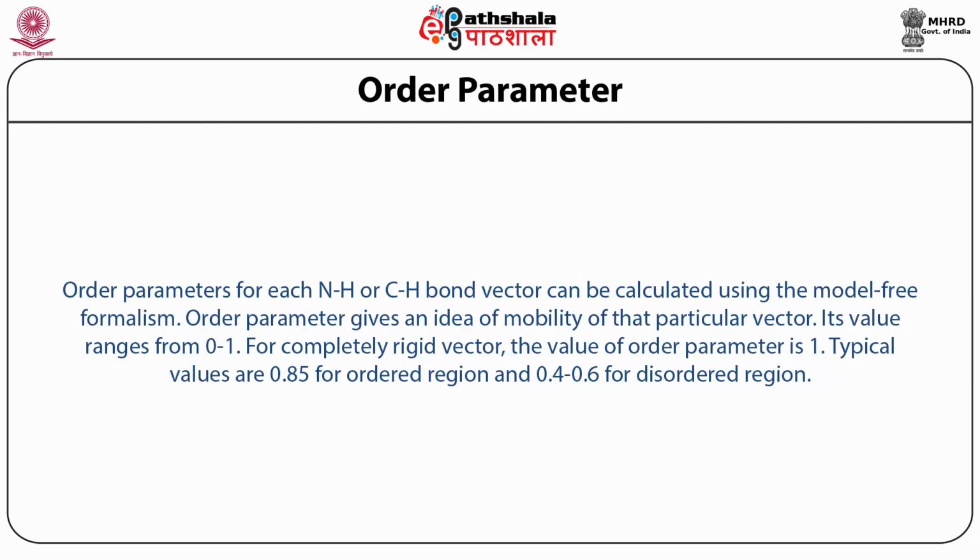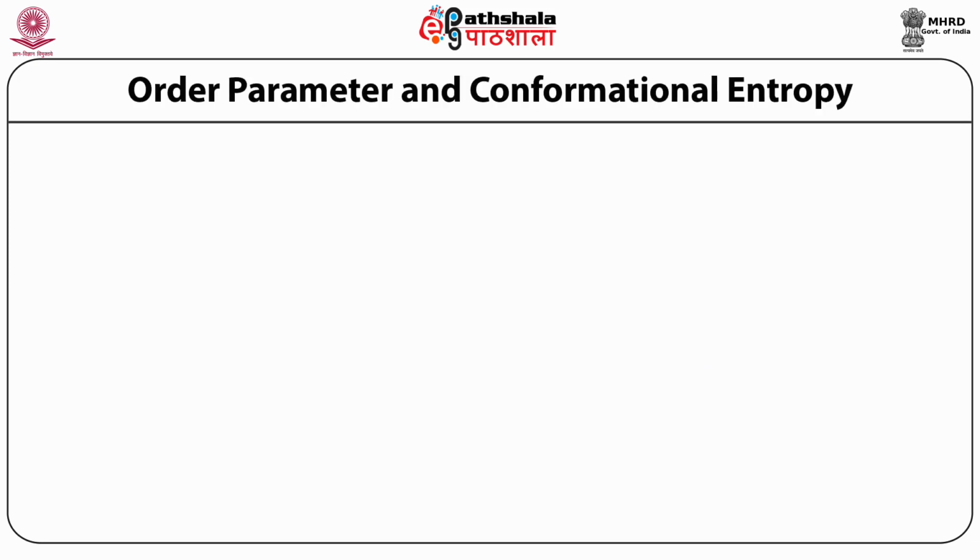So if we talk about the ordered region of a protein, it is generally high, about 0.85. When you go to disordered regions, since they are more flexible, mobility is high and the order parameter is in the region of 0.4 to 0.6. Order parameter is correlated with conformational entropy, and by measuring the order parameter we can calculate delta S.